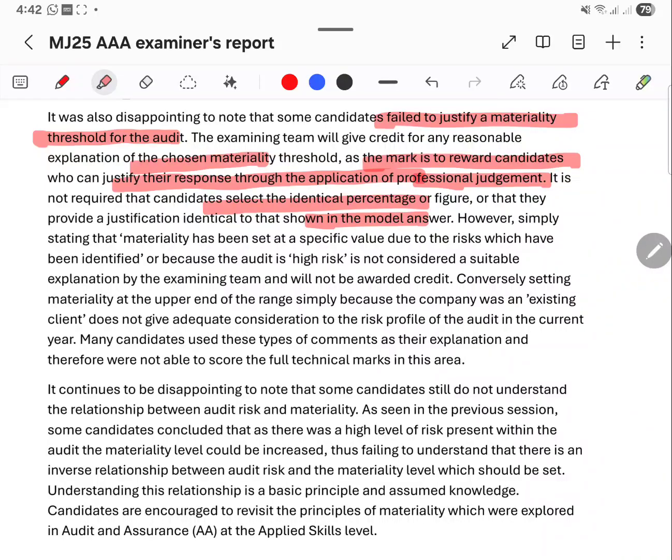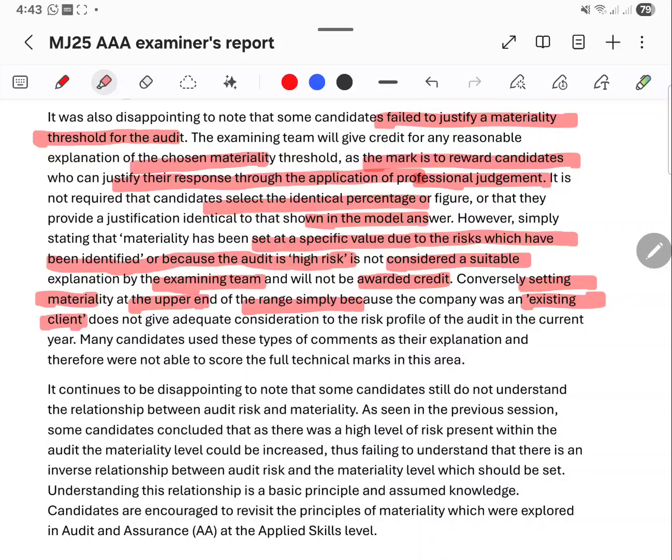However, simply stating that materiality has been set at a specific value due to the risks which have been identified, or because the audit is high risk, is not considered a suitable explanation by the examination team and will not be awarded credit. Setting materiality at the upper end, or simply because the company was an existing client, does not give adequate consideration to the risk profile of the audit in the current year. Many candidates used these types of comments as their explanation and therefore were not able to score the full technical marks in this area.